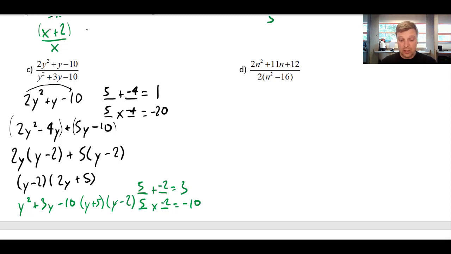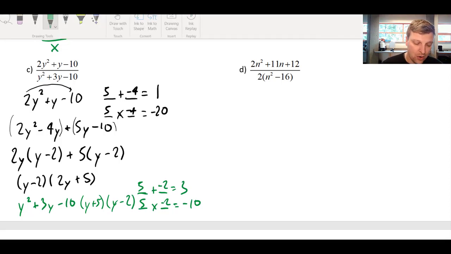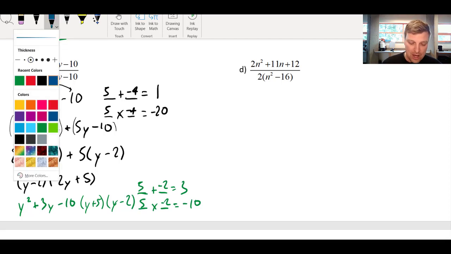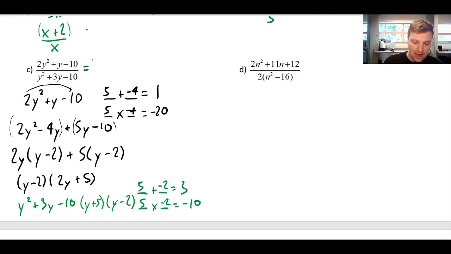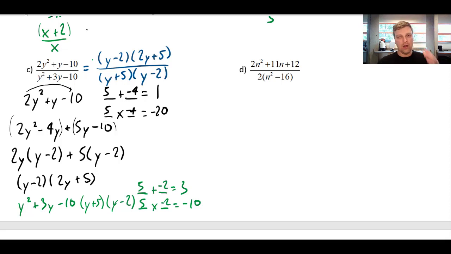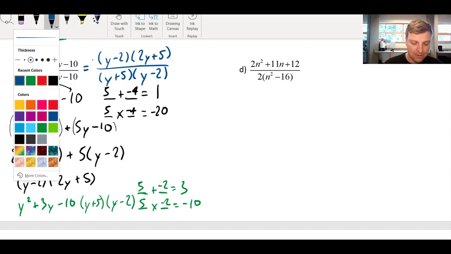Okay, let's put this all back together. We've done a lot of work already, and we've only just started the problem. So I'm now going to rewrite this as my numerator is y minus 2 times 2y plus 5, all over y plus 5 and then y minus 2. Now, it's really important. We've done all this work, and it's easy to just charge ahead and want to start simplifying things. But remember, I still haven't stated my non-permissible values. So when I look at this here, before I simplify, I have to find the non-permissible values.